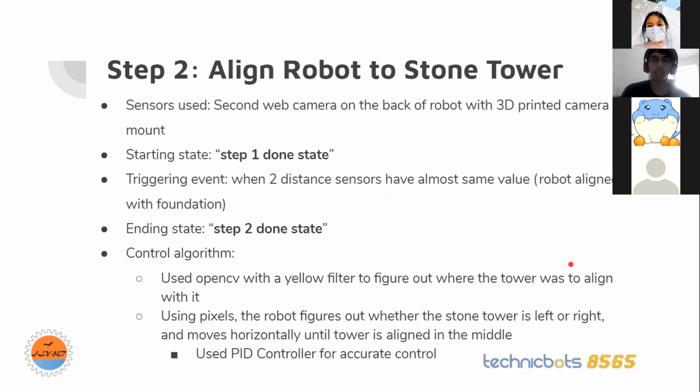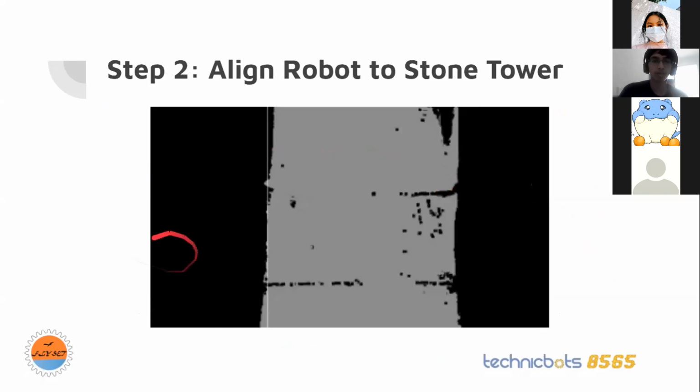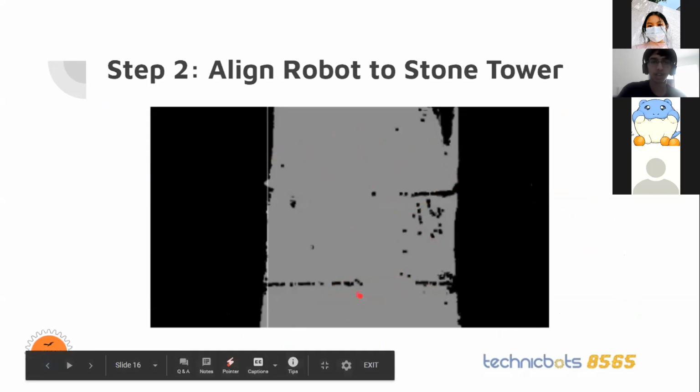So basically what it did was it blacked out everything that wasn't yellow and highlighted everything that was yellow. As you can see in this image, it blacked out the whole background, but it only highlighted the stone tower because it was yellow.